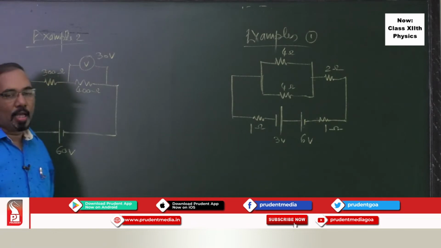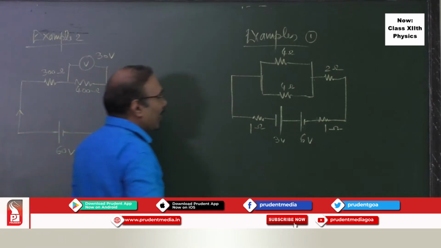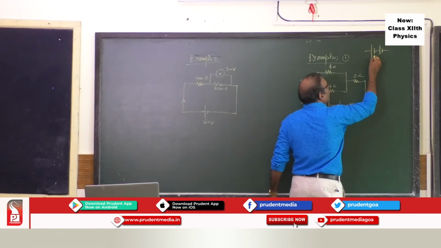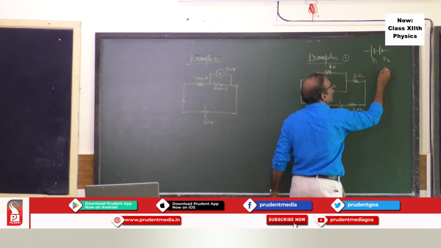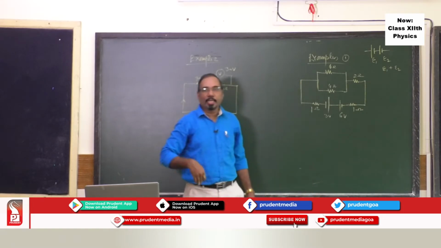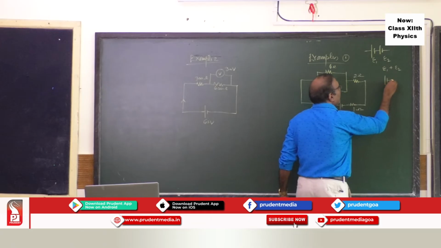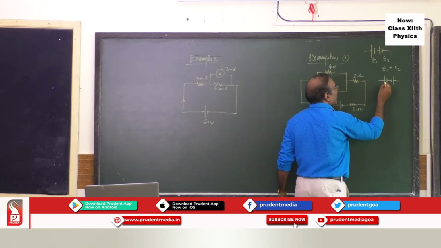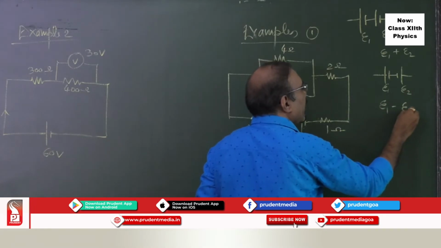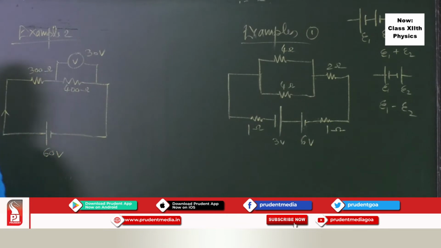Now, let's see some examples based on this part. Now, if the cells are in series, I told you, the EMF gets added. If the cells are in parallel, then the situation is different. But if these same cells are connected like this, they oppose each other, and in that case, the total EMF will be E1 minus E2. These are the small points you have to remember to solve this type of situation.